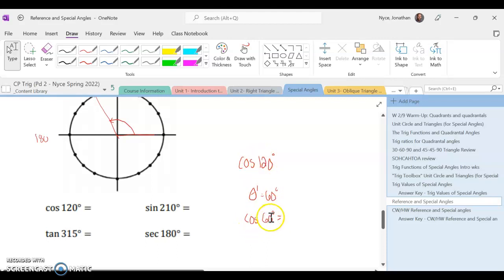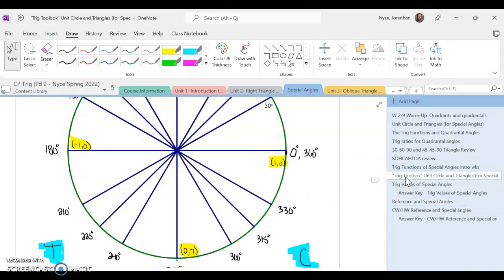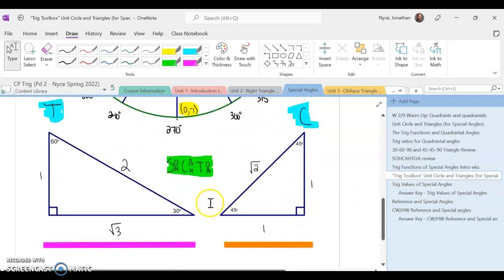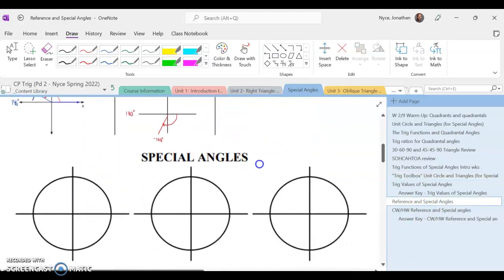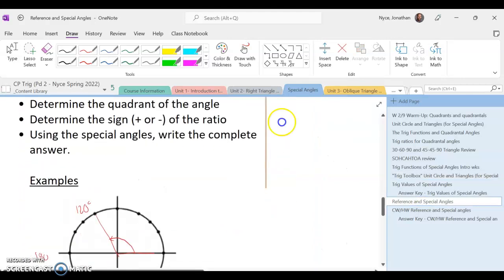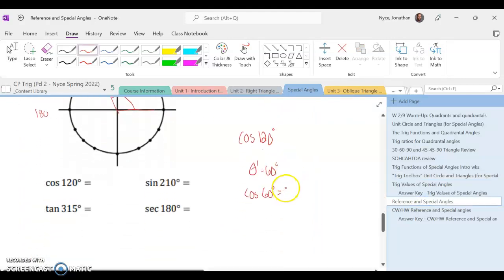So cosine of 60, now we're back to what we were doing yesterday. The trig toolbox, cosine of 60 degrees. Here's my 60-degree angle. I know cosine is adjacent over hypotenuse. So 60 degrees, the adjacent side is 1, hypotenuse is 2. So the cosine of 60 degrees is 1 over 2, or 1/2. What that means is a cosine of 120 degrees is also going to be 1/2.